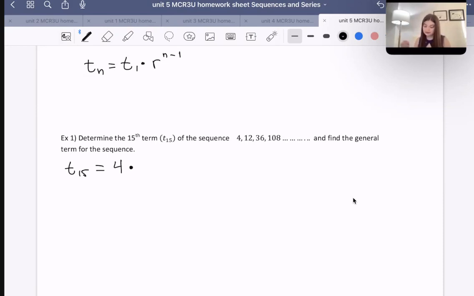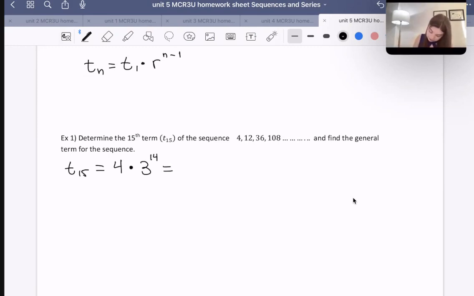4 times 3 is 12, 12 times 3 is 36, 36 times 3 is supposedly 108, and so on. So 4 times r, which we established is 3 to the power of 15 minus 1, so to the power of 14. Let's see what that is. My guess, to be honest, is it's going to be a very large number, and we're going to think, wow, that can't be the answer, and it is the right answer, I assure you.